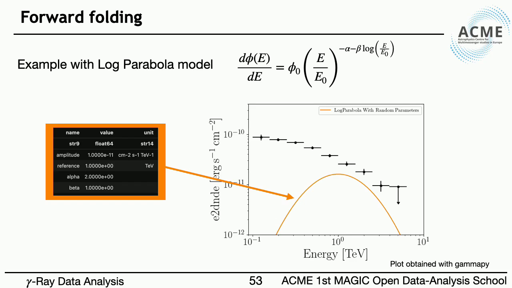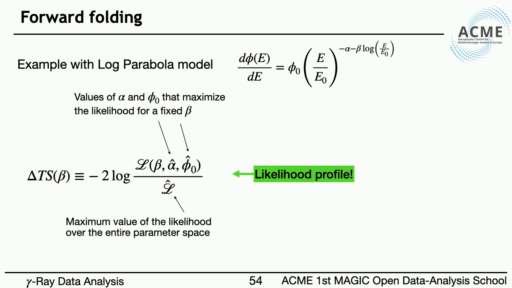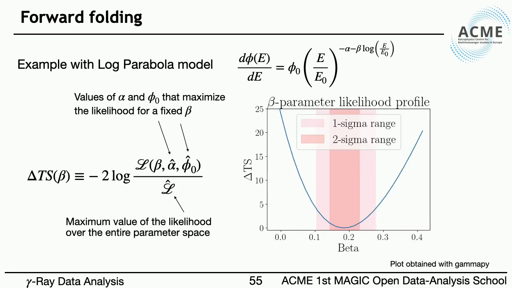Clearly, the parameters that we have chosen, which are phi0, alpha, and beta for the log parabola, do not describe the data at all. So we profile the likelihood, for instance, over beta, as shown here on the left. The likelihood profile, if you remember, has already been discussed in the previous slides. Here we do the same, but for the parameter beta. And we get the following likelihood profile for beta. So you can see that the best estimate for the variable beta is around 0.2.